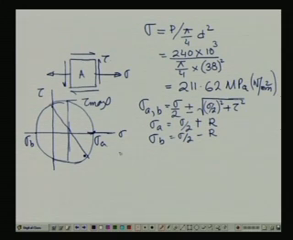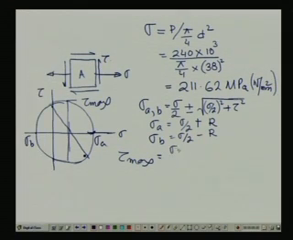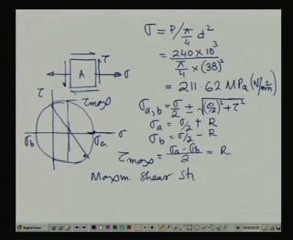So, what is the value of tau max? The value of tau max in this case will be sigma A minus sigma B by 2, which is obviously the value r. So, this is the value of tau max. Now, let us use the maximum shear stress theory.